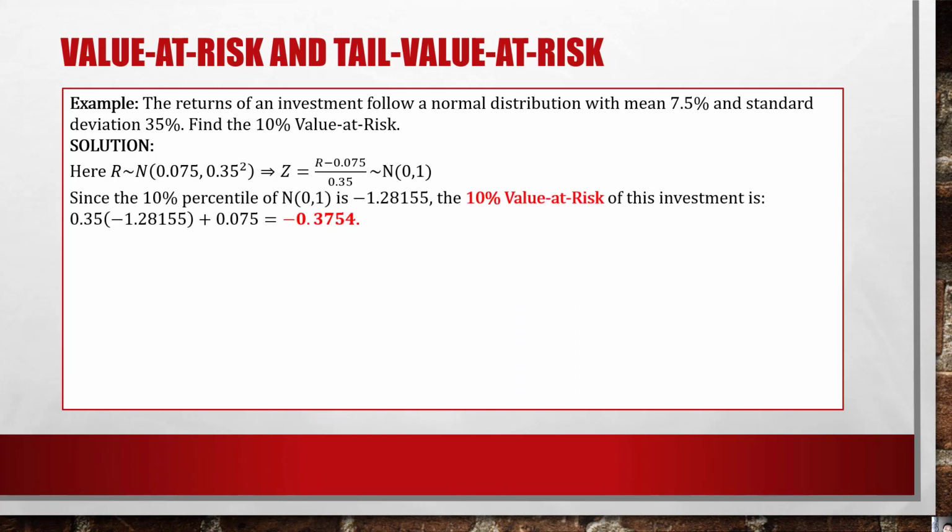And remember the 10th percentile of the standard normal distribution is negative 1.28155. This number can be found on the Z table. Then by standardization, the 10% value at risk of this investment is negative 1.2855 times the standard deviation of 0.35 plus the mean 0.075, and we got negative 0.3754. This is the 10% value at risk of the returns of this investment.